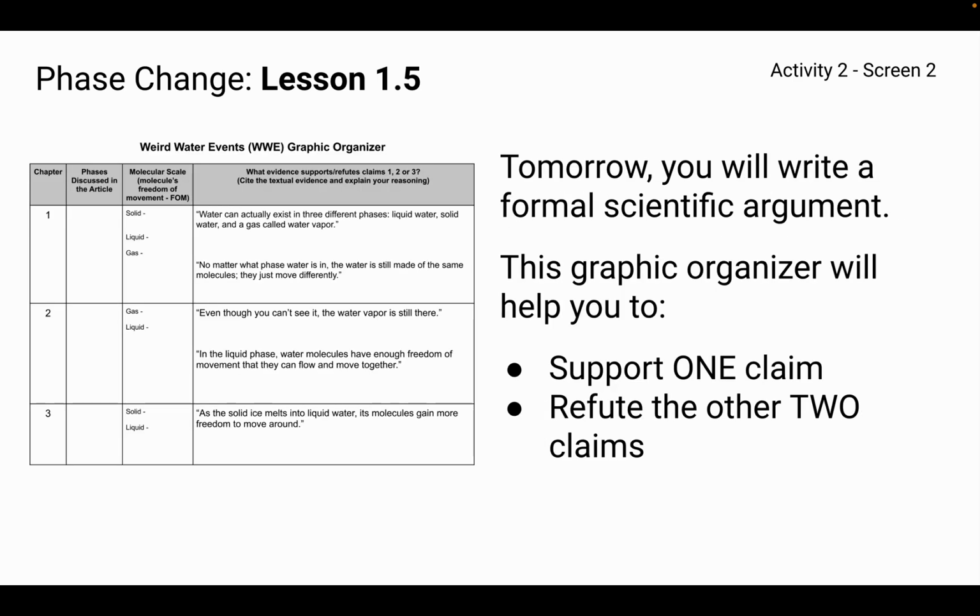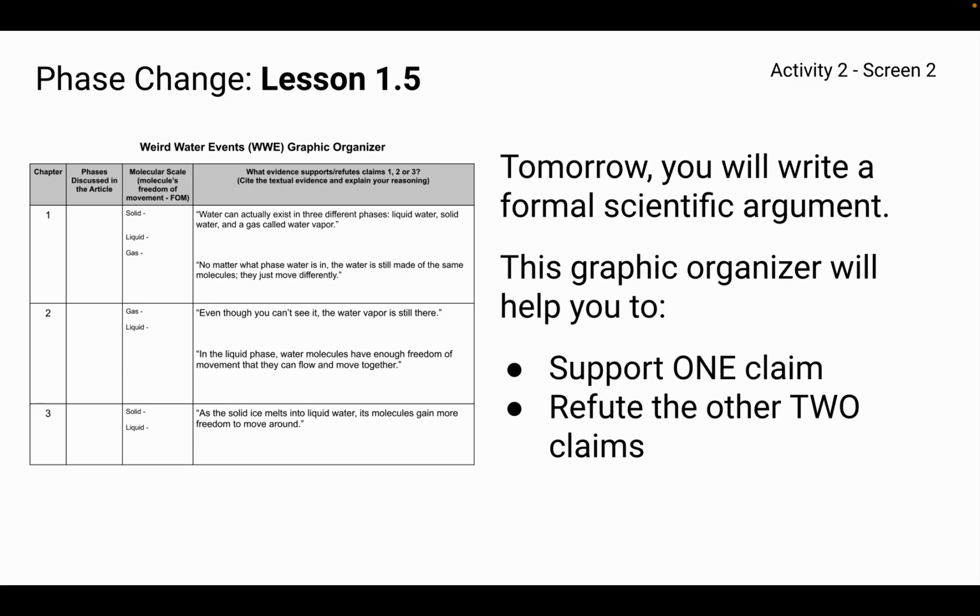Now, tomorrow, on Tuesday, you're going to write a formal scientific argument, and you're going to use this graphic organizer to help you, number 1, support one of those claims. Remember in the forum when the person asked how do the molecules move? And we had 3 different responses. One of them said that they disappear when they change phase. One said that they turn into different molecules. They turn into a different substance when they change phase. And then one of them said that they just move differently when they change phase.